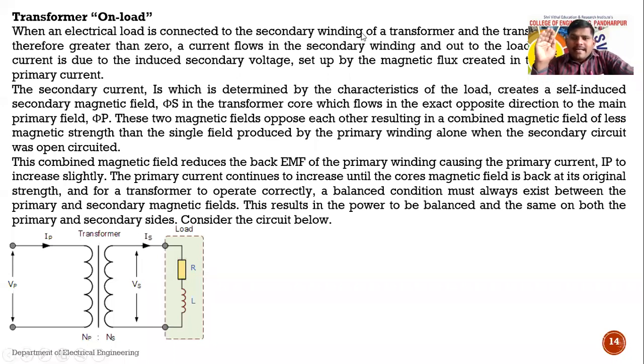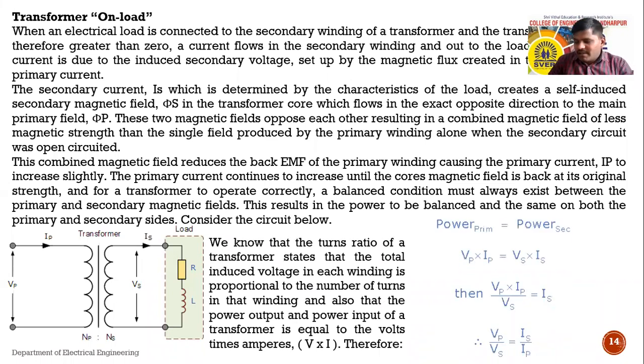See, when the secondary circuit is closed, that means a load is connected to the secondary side, some current will start flowing. Here the diagram is shown. Look at the diagram. In case of this transformer, if the load is connected on the secondary side of the transformer, that means a load is put in between this secondary winding.